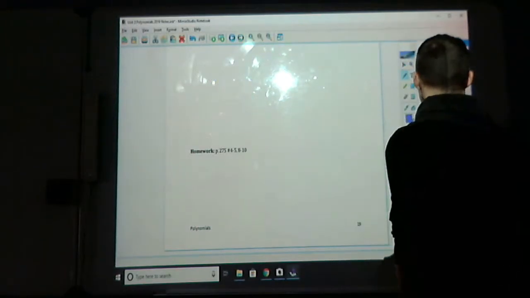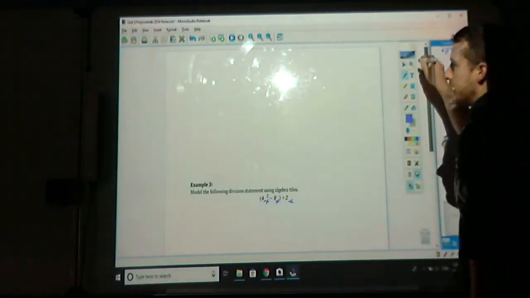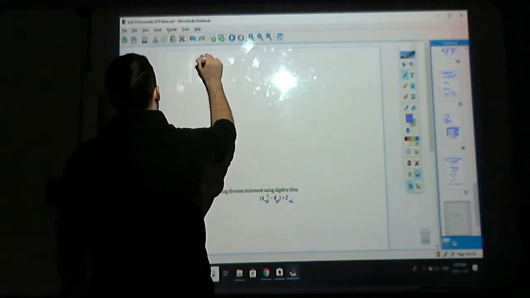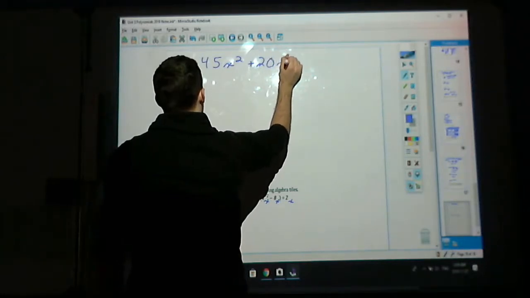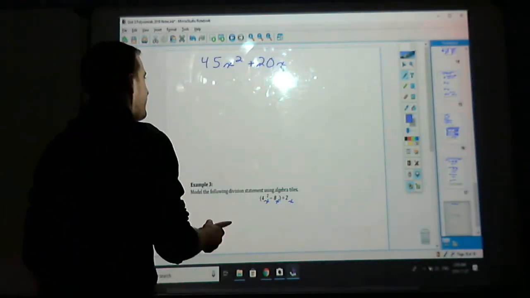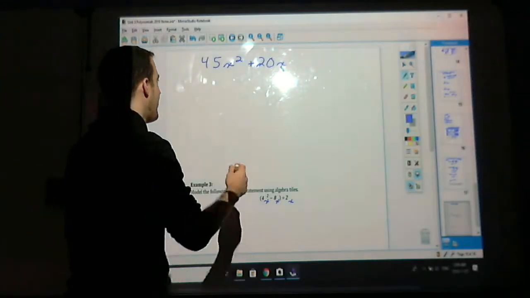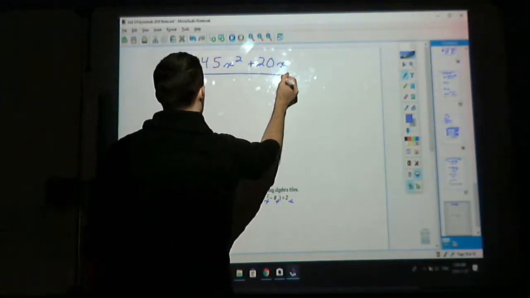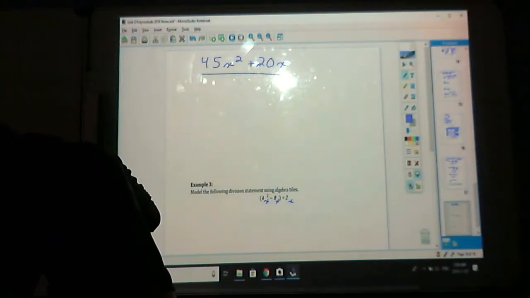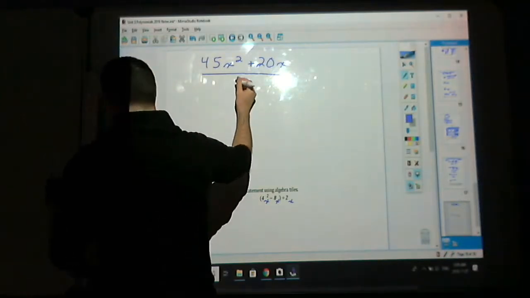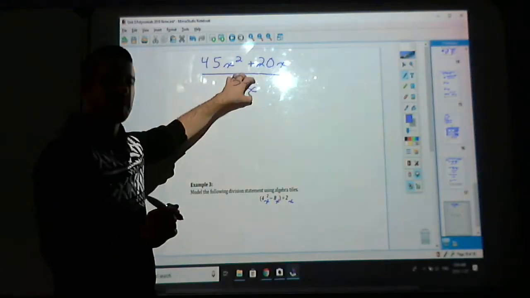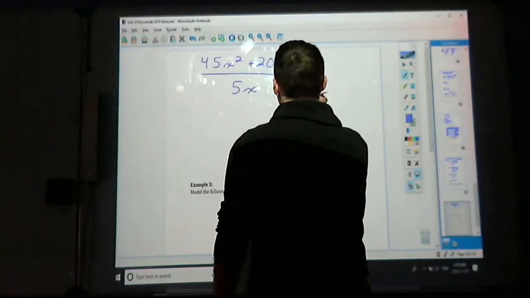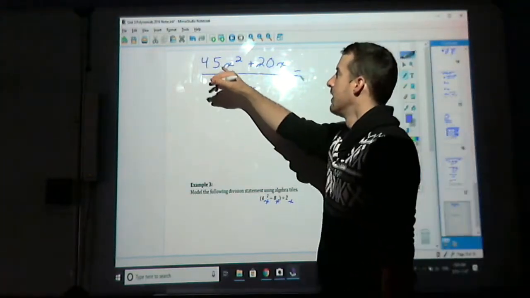Okay. So what we have is we're given a polynomial, 45x squared plus 20x, and we're trying to find how many pieces of paper. So if this is the area and we divide it by... oh yeah, one sheet of poster paper covers the area of 5x. So we can take our total area divided by the area of each piece of paper, and that'll tell us how many pieces of paper, in a polynomial, that we need. So same thing here.